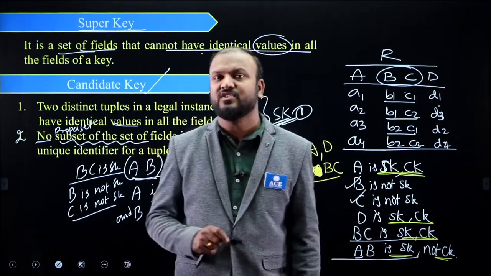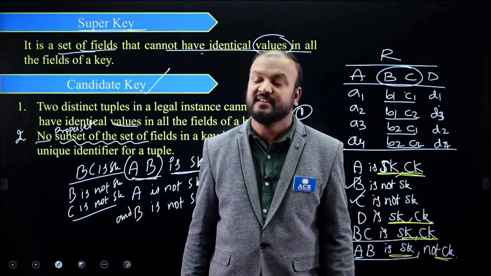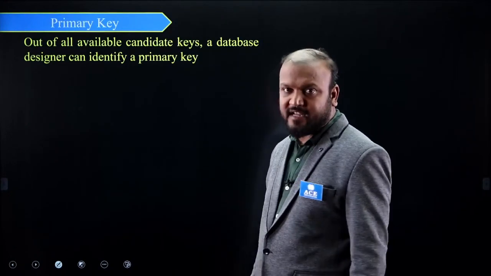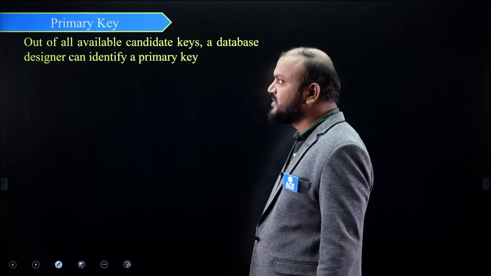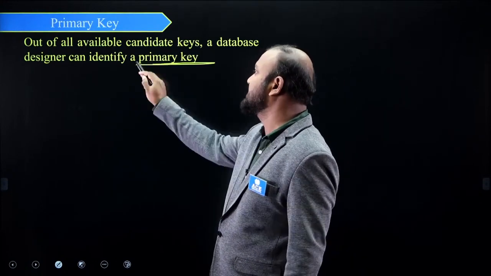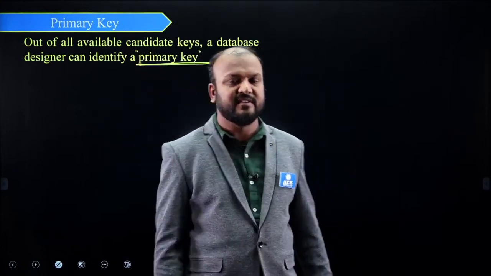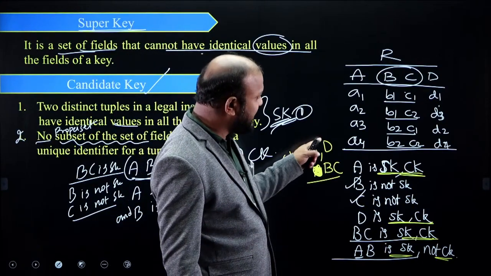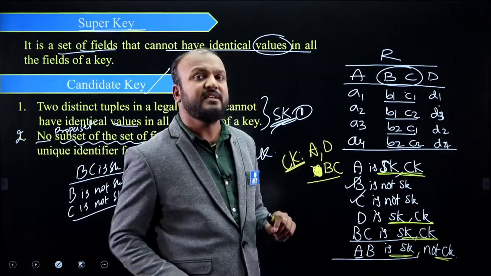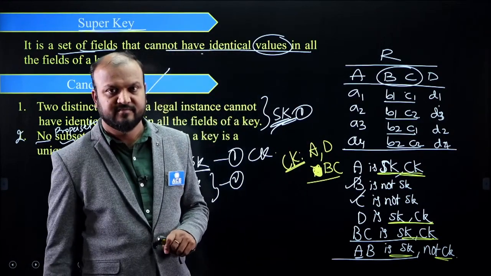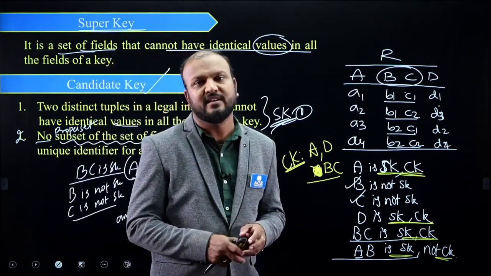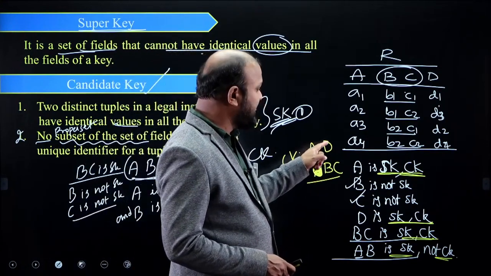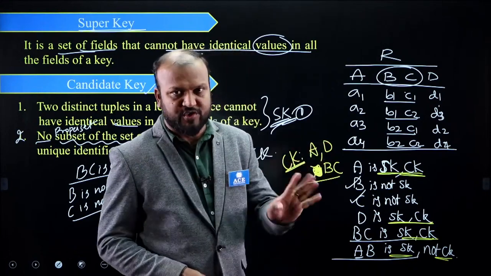It means one relation may have more than one candidate key. Among the many candidate keys, the database designer is recommended to identify one of them as the primary key. Look, we have three candidate keys, A, D, and BC. Among the three, you can choose any one as a primary key. Can I choose A, or D, or BC as a primary key? You can choose any one, no issue.